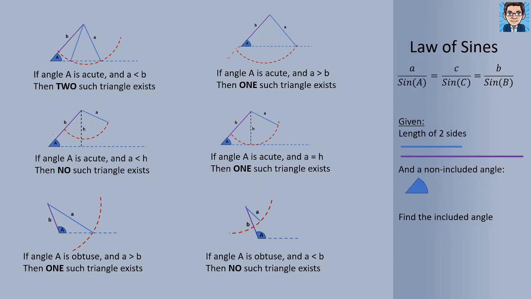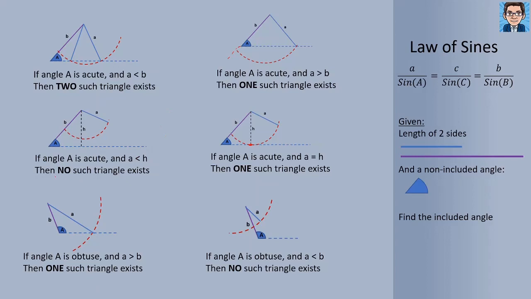Now the one we just looked at here, if we have an acute angle again and it's too short to go all the way down to the blue line, in other words, it's shorter than the height. We put the height in there. So if the blue line is shorter than that, then we can't make a triangle. Now if it's exactly right and it's just the length of h, it's just going to touch right there and make one little triangle. So if a equals h, then there's one triangle that exists. Now those 4 we did with acute angles.